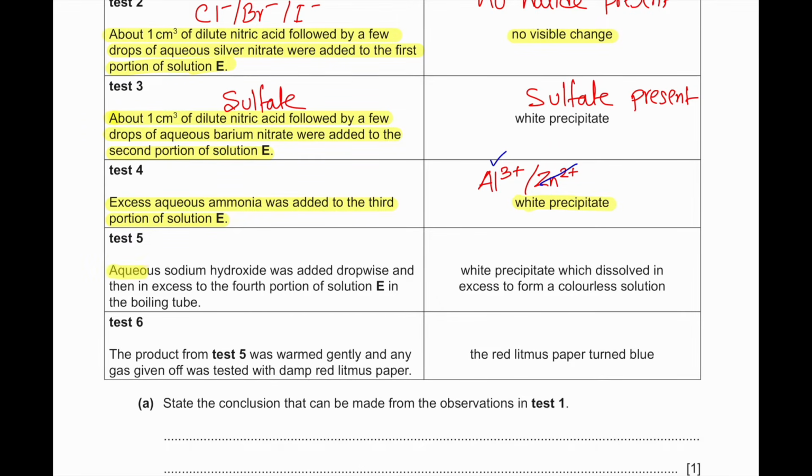Excess sodium hydroxide was added dropwise and then in excess to the fourth portion of solution E in the boiling tube. White precipitate which dissolves in excess to form a colorless solution. So sodium hydroxide and then white precipitate is a clear indication of aluminium ion, and we already confirmed it from the previous experiment, test 4.